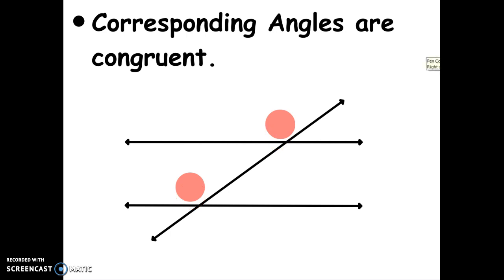Now let's identify the other corresponding angles. This angle corresponds to this angle. This angle corresponds to this angle. And lastly, this angle corresponds to this angle. And again, corresponding angles are congruent.